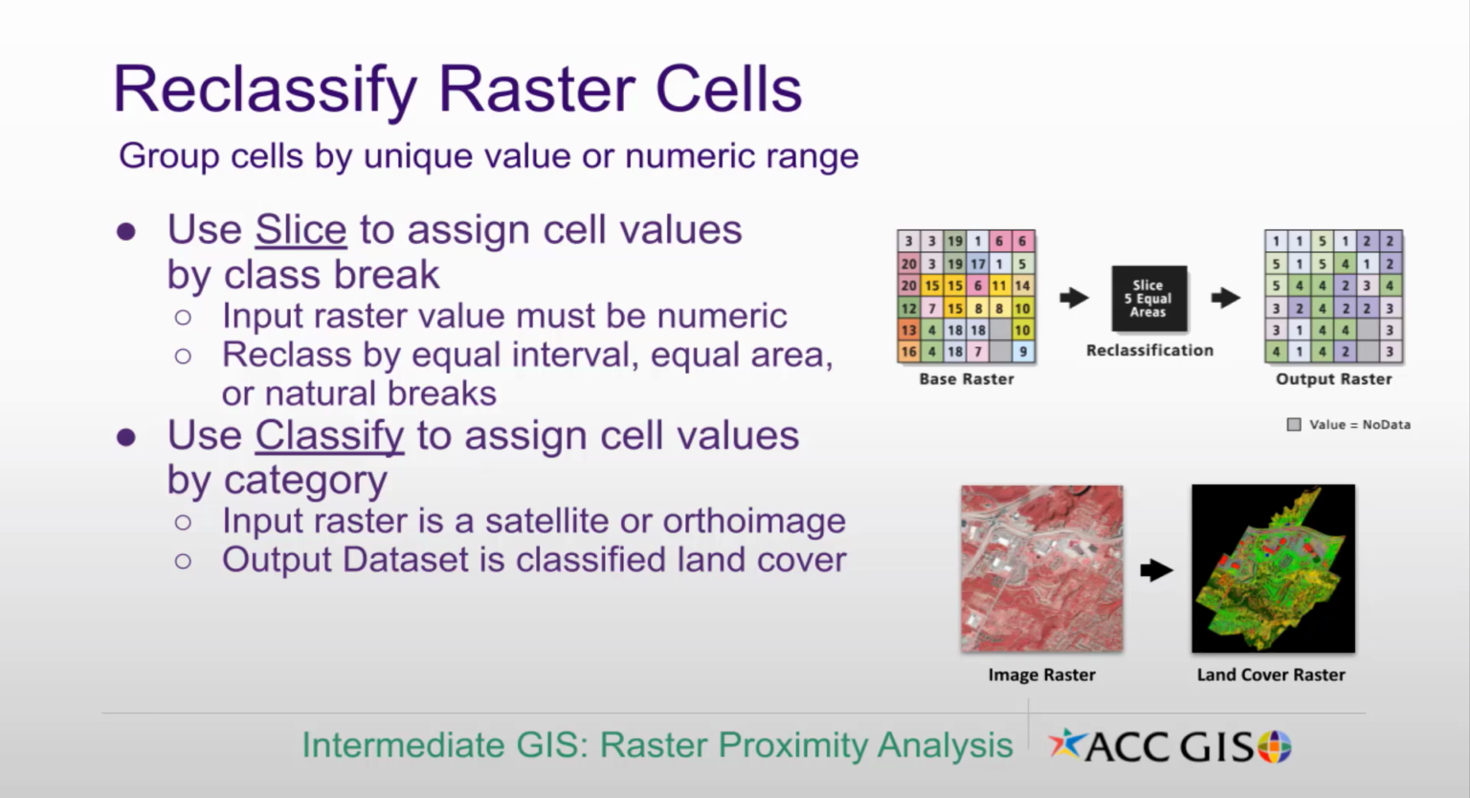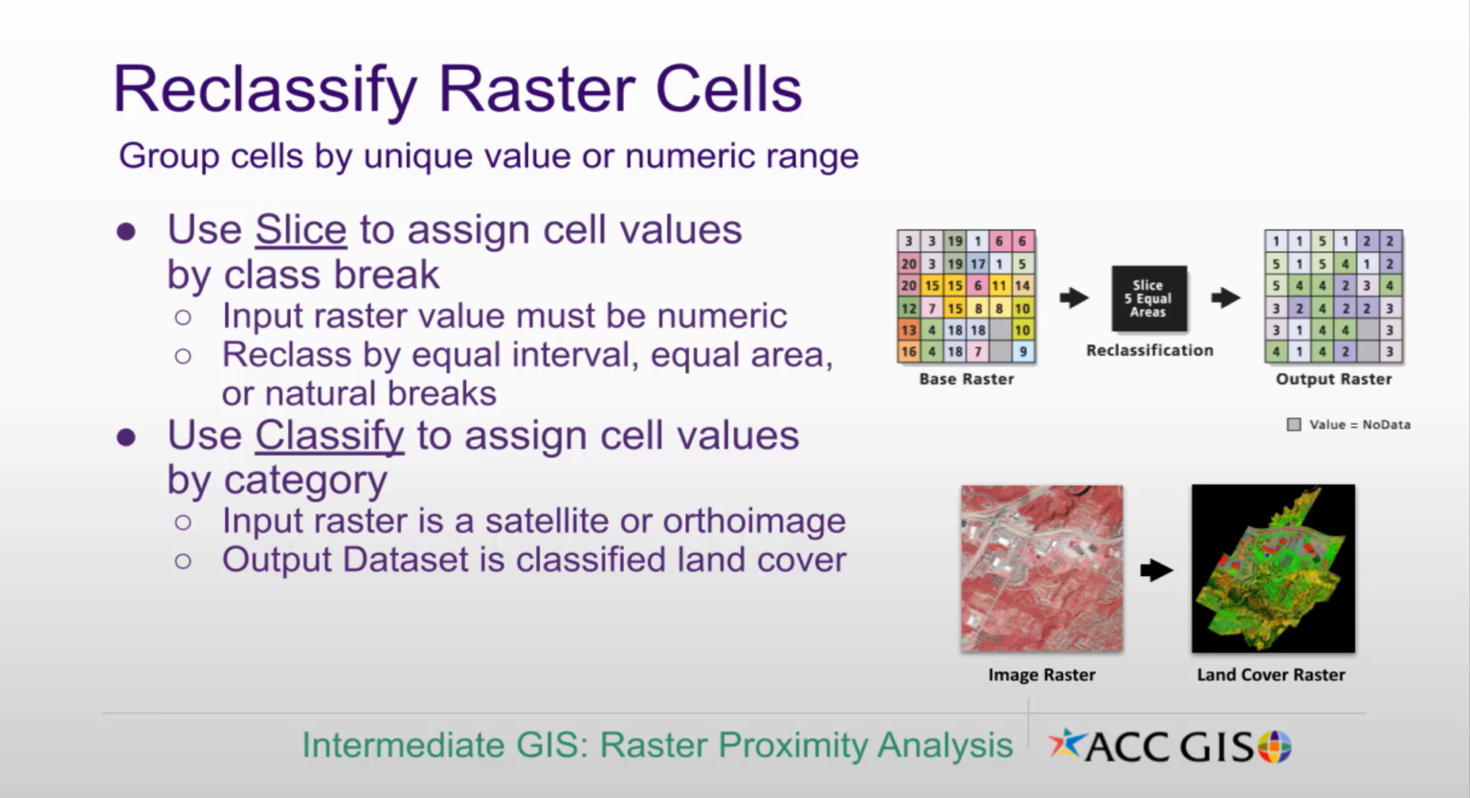So notice that all of the values that are from 1 to 4 are reclassed as 1 in the output raster. And then all of the values that are from 5 to, say, 8 are reclassed as 2. And then notice that the number of cells that are 1, 2, 3, 4, 5, 6, 7 in the output raster is roughly equal to the number of cells in class 2, which is 1, 2, 3, 4, 5, 6, 7, 8.